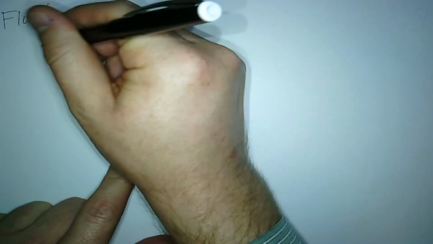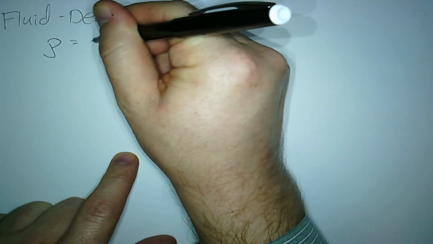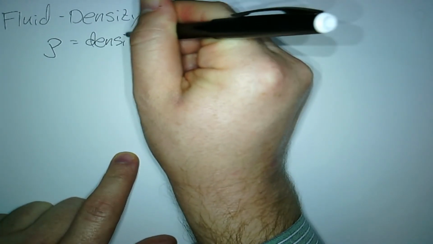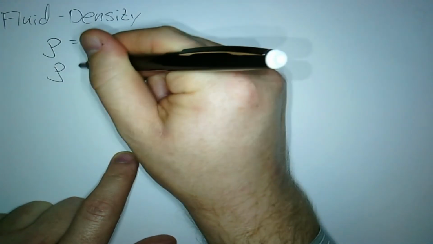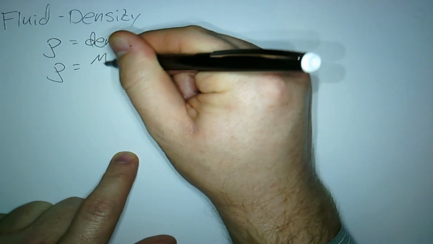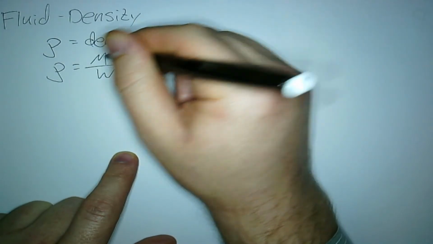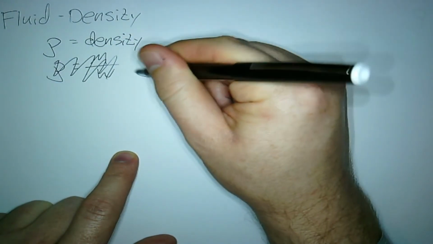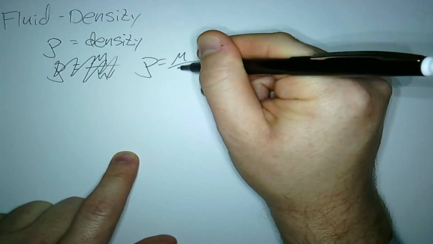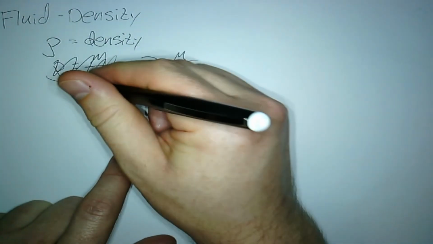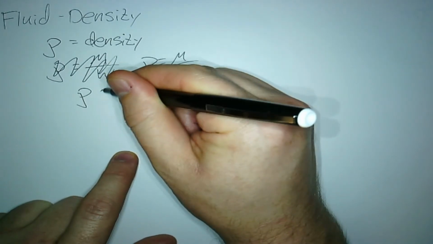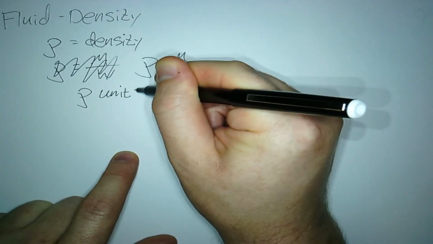I think you should know this. We're going to use the symbol for density, rho. It's a Greek letter, and it's going to be density. We're going to define density as mass divided by volume. Let's try this again. Mass divided by volume. So it's going to have units of kilograms per meter cubed.